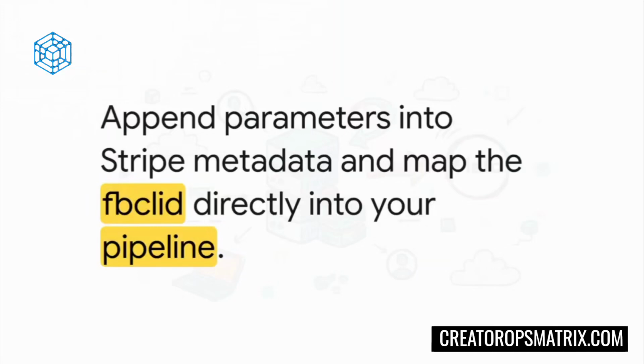You have to configure your checkout page to append the URL tracking parameters into the Stripe session itself. From there, Make.com extracts the exact data.object.metadata.fbclid parameter so we can map it straight into your attribution pipeline.